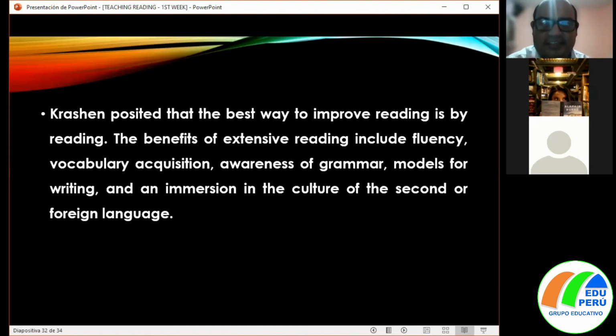It's to read whatever you want, wherever you want, whenever you want. This is the extensive, and this is the most important thing to do when you want to acquire a language. All right? Okay. So, we're going to stop here.